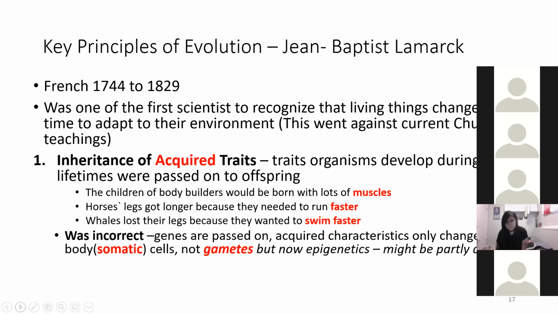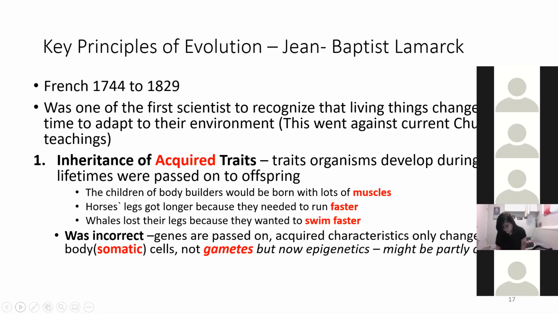And he was one of the first scientists that realized living things change over time to adapt to their environment. And this went really against the church teachings. If he had come up with this, or someone else had come up with this, a couple hundred years earlier, they would have just burned him at the stake. But by the 1750s, you could do a little more science and not be quite so scared. So the first thing he said is that there is the inheritance of acquired traits.